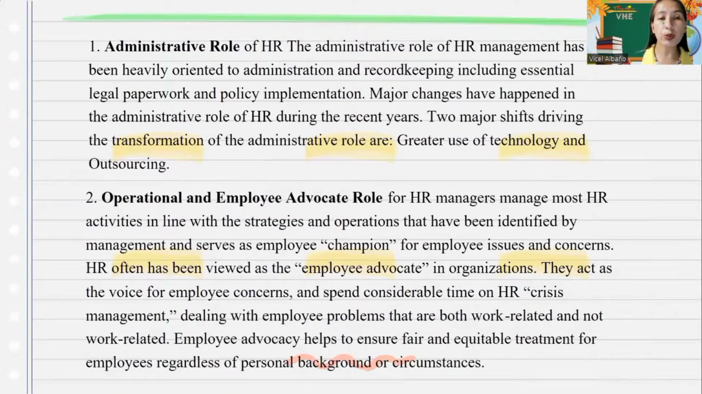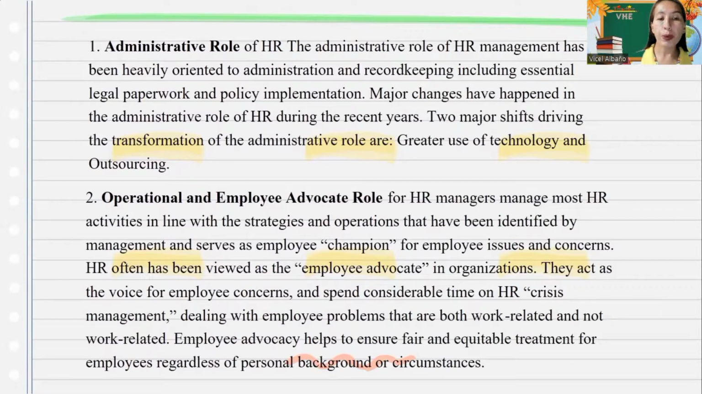The administrative role of HR management has been heavily oriented to administration and record keeping, including essential legal paperwork and policy implementation. Major changes have happened in the administrative role of HR during recent years. Two major shifts driving the transformation of administrative roles are greater use of technology and outsourcing.